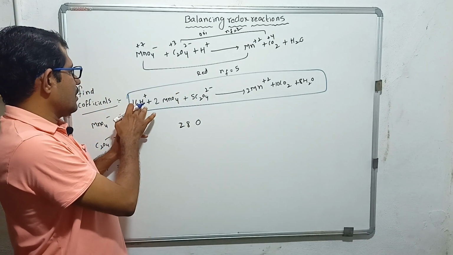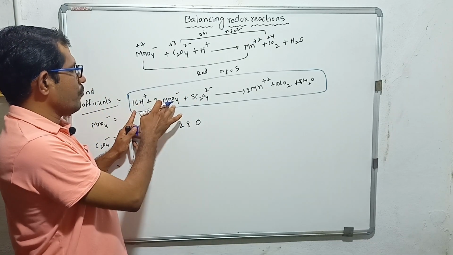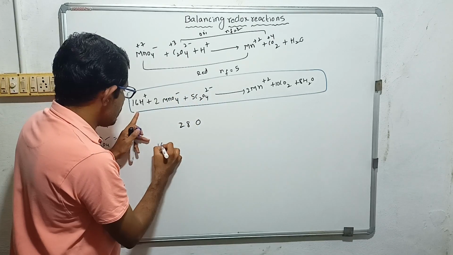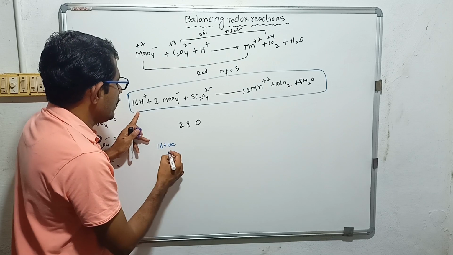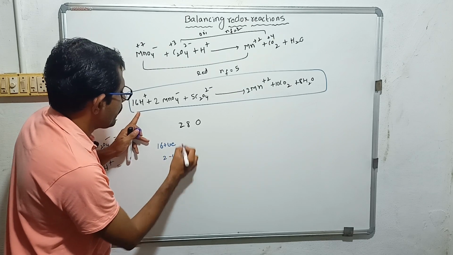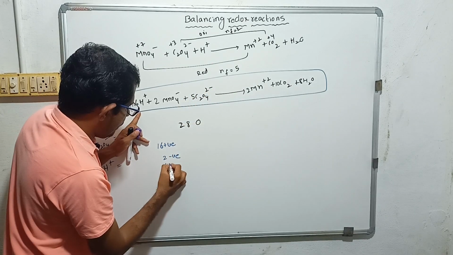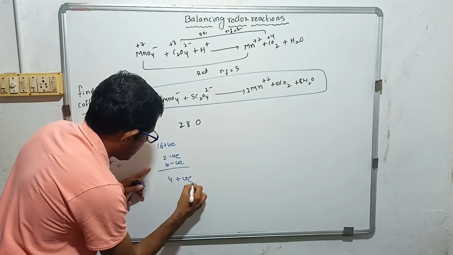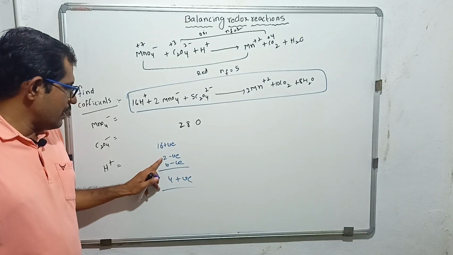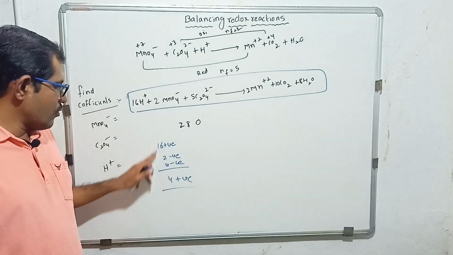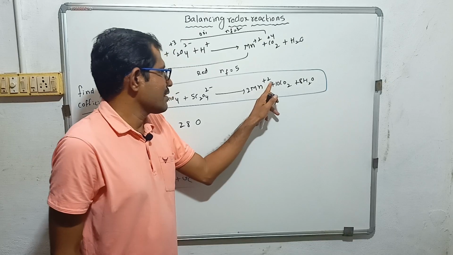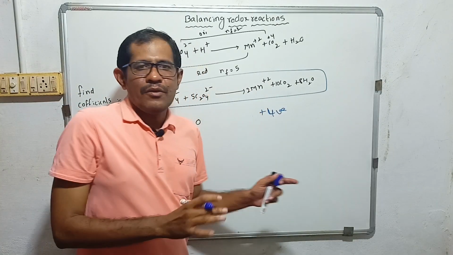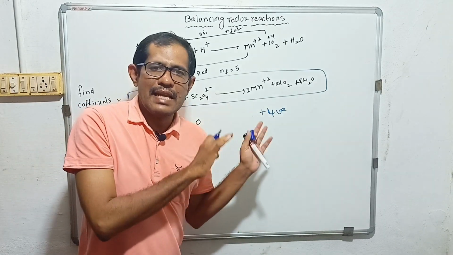If we check charges: 16 positive, 2 negative, 10 negative. So what is the total? This side, 16 positive minus 12 negative, so totally 4 positive. Over here, 2 2s are 4 positive. Both sides we get 4 positive, so this reaction is balanced.